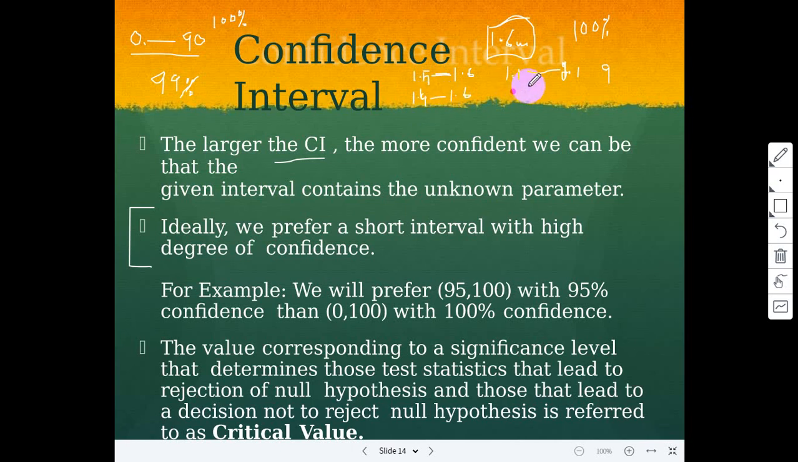Okay, here if we say 1.1 to 2.1, then surely we can say that the population mean height will exist in between this interval. So we should give the short interval. Okay, look at this. For example, we will prefer 95, 100 with 95% confidence, that is 100 with 100% confidence.